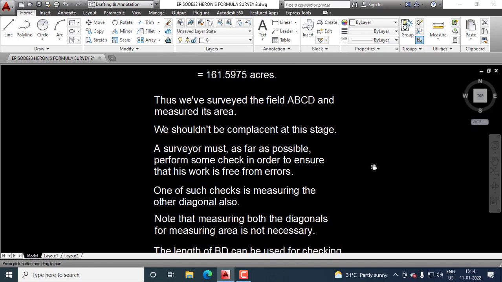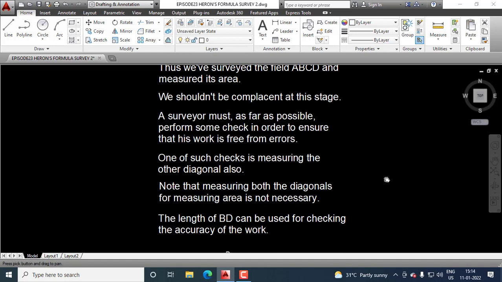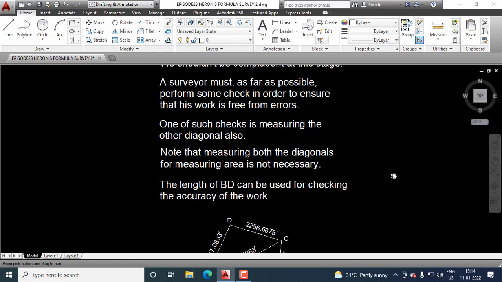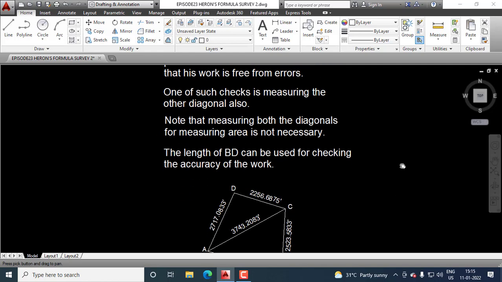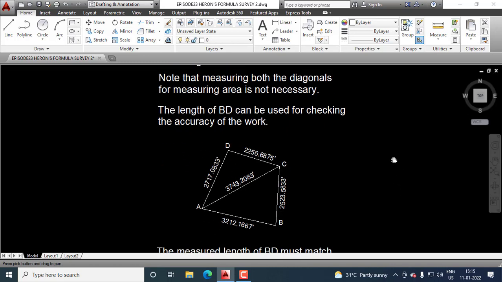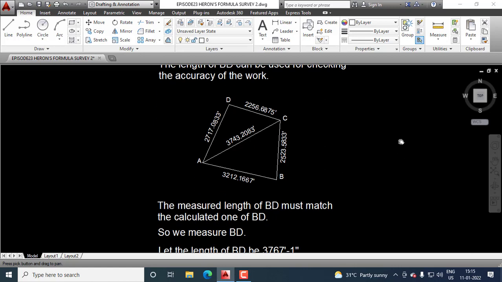We shouldn't be complacent at this stage. A surveyor must, as far as possible, perform some check in order to ensure that his work is free from errors. One such check is measuring the other diagonal also. Note that measuring both diagonals for measuring area is not necessary. The length of BD can be used for checking the accuracy of the work. The measured length of BD must match the calculated one of BD.